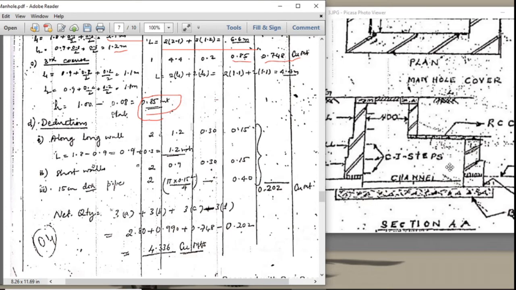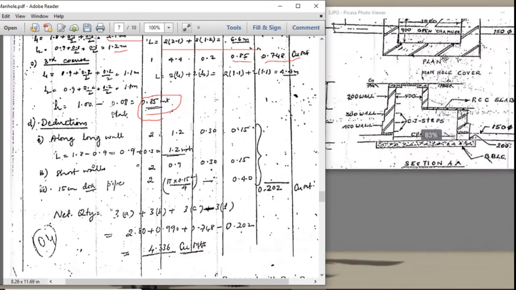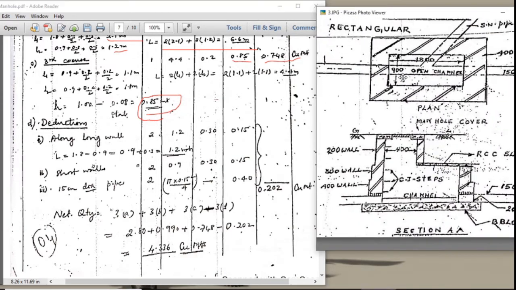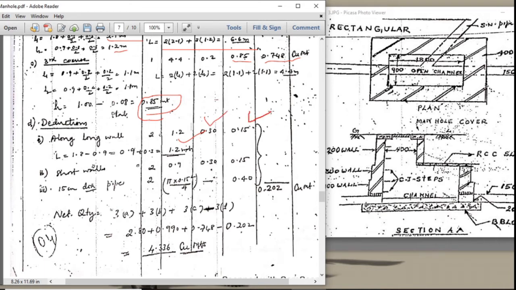Now along the short walls, that is 0.9 plus 0.3, any one of the wall bearing of the wall. You will get 1.2 meters. So 1.2 meters into 0.3 into the bearing 0.15, we will get some value. Next short wall, 2 into 0.9 into 0.3 into 0.15.